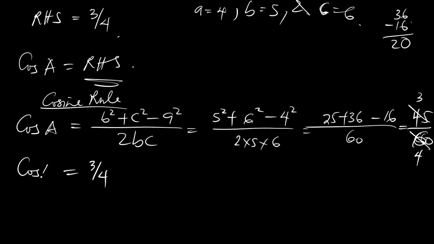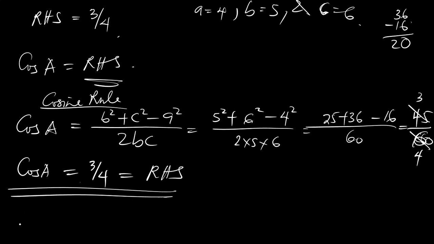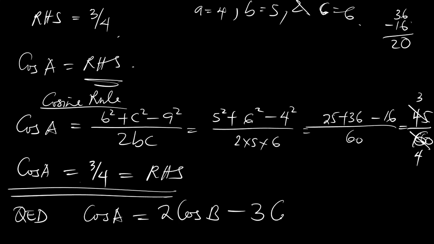So cos A is equal to 3 over 4, which is equal to the right hand side of the equation. So we have proved that cos A is equal to 2 cos B minus 3 cos C.